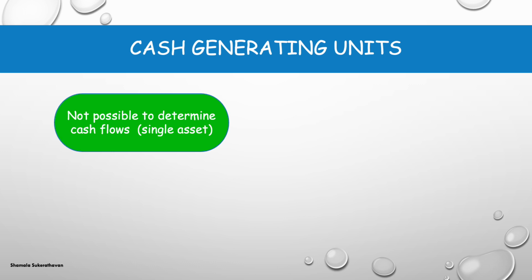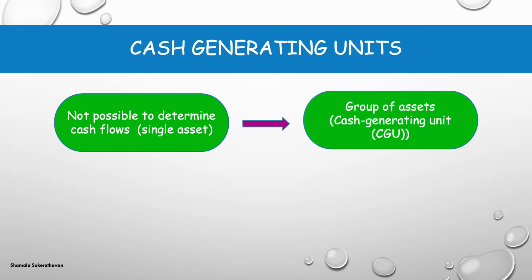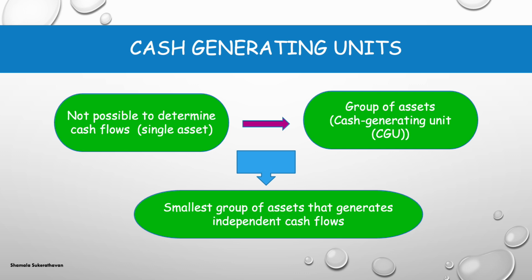Thus, value in use must be calculated and impairment assessment should be done for the group of assets called cash-generating units, CGUs, rather than the individual assets. A CGU is the smallest group of assets that generates independent cash flows.